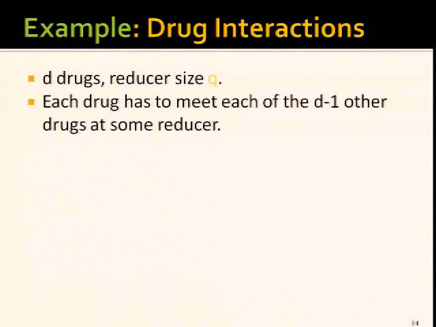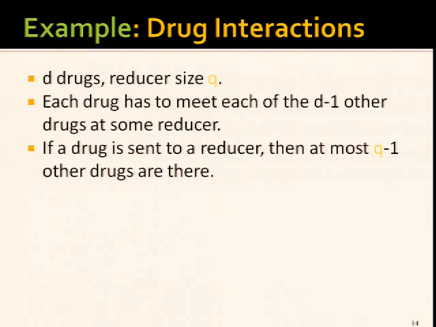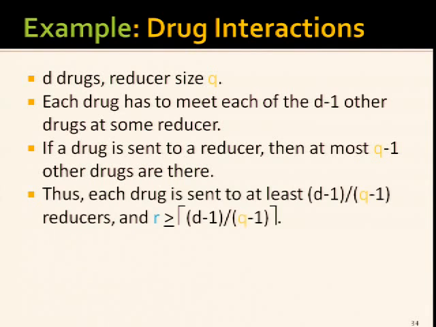Now, I claim that the nature of the input-output relationship says that each drug has to meet each of the other drugs at some reducer. Now, if I send a particular drug to a reducer, then I can only send Q minus 1 other drugs to the same reducer. So, you just do a little math in your head. What that says is that each drug must go to at least (D minus 1) over (Q minus 1) reducers. Again, because it's got to meet D minus 1 things, and can only meet Q minus 1 of them per reducer, it's going to go to at least (D minus 1) over (Q minus 1). And since it must go to an integer number of reducers, R is the ceiling of (D minus 1) over (Q minus 1).